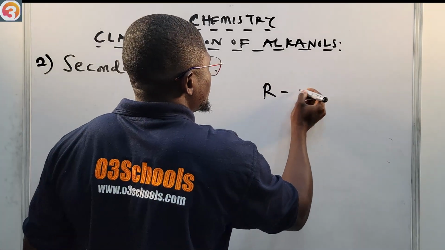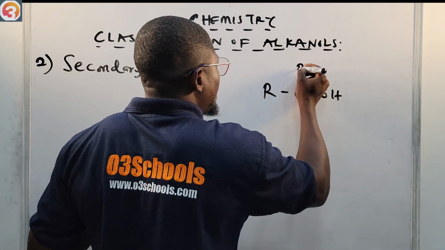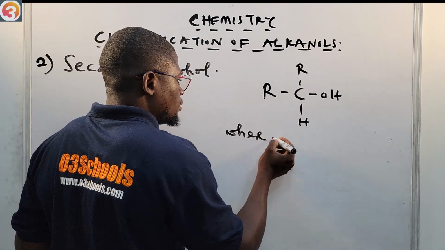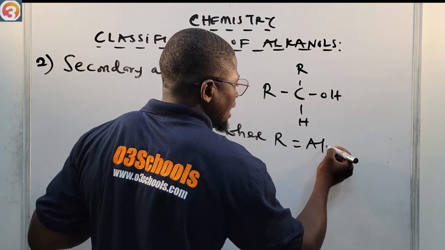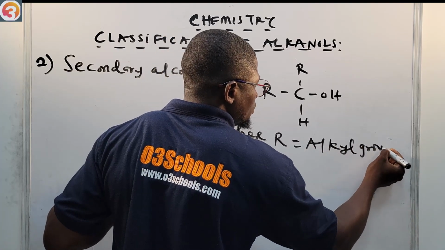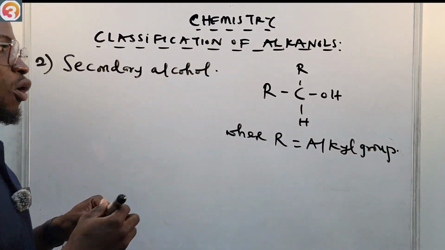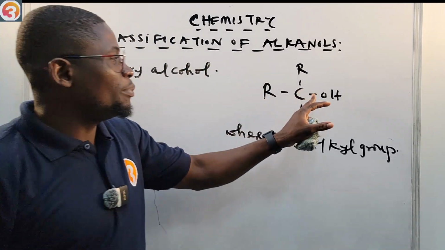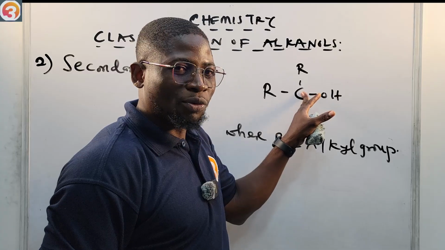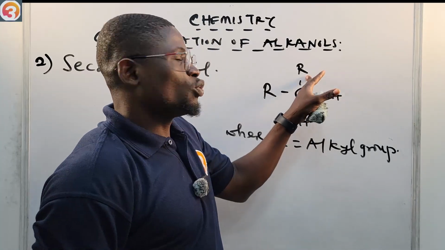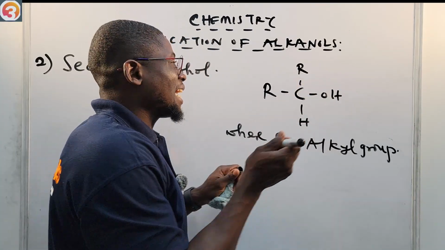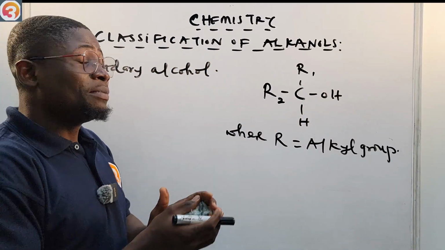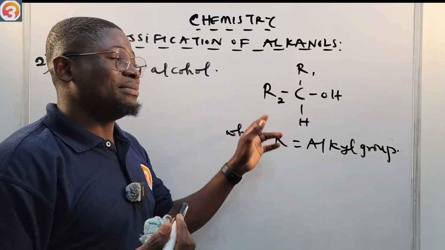It will have 2 alkyl groups, like R, C, OH, here maybe R, then here H. R is the alkyl group. So we say a secondary alcohol or alkanol is one that has 2 alkyl groups directly bonded to the carbon atom bearing the OH group. Here is the carbon atom bearing the OH group, then this is 1 alkyl group. Remember that these alkyl groups may be the same or they may be different. It does not matter whether R1 is methyl, R2 is methyl.